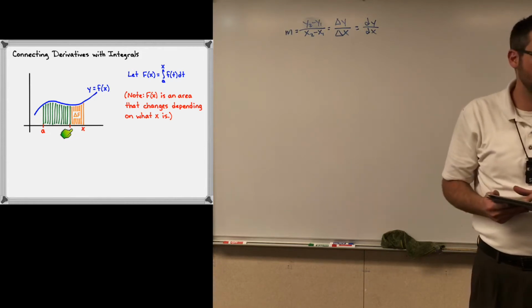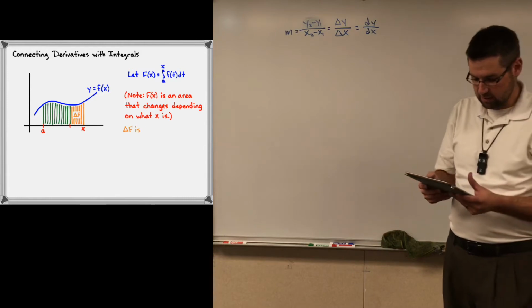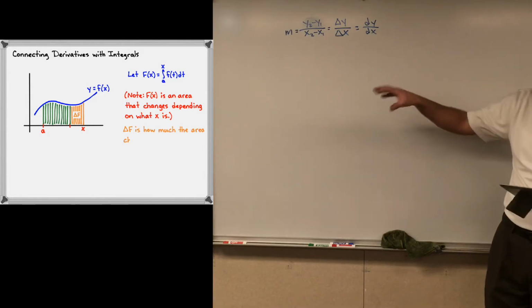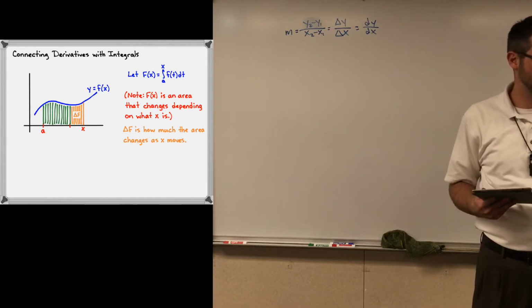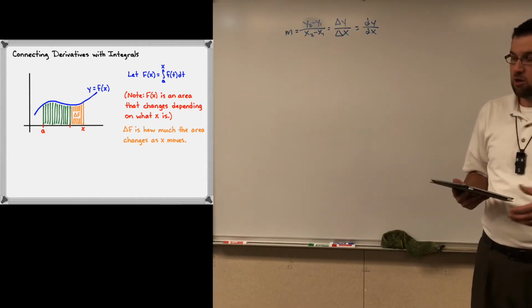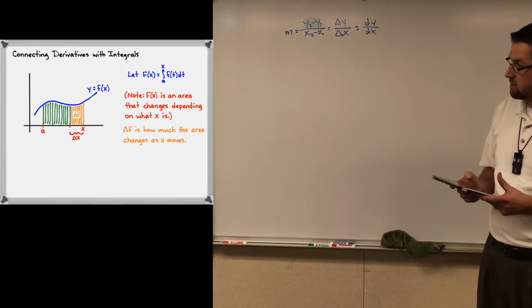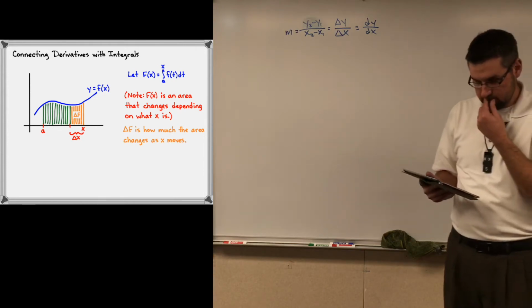x2 minus x1, but we call it delta x. Okay, so delta big F is how much the area changed by. It's the change in the area. You guys okay with that? Yes. Okay, and then this is delta x.